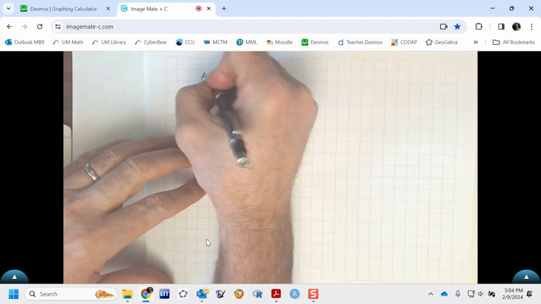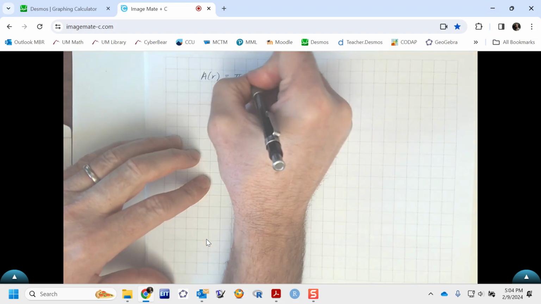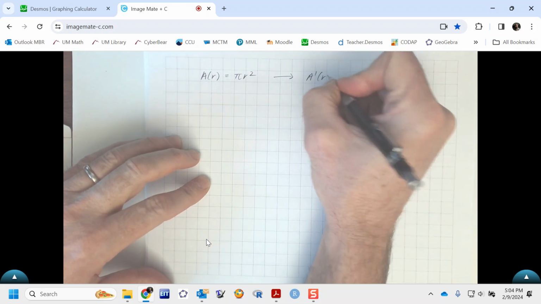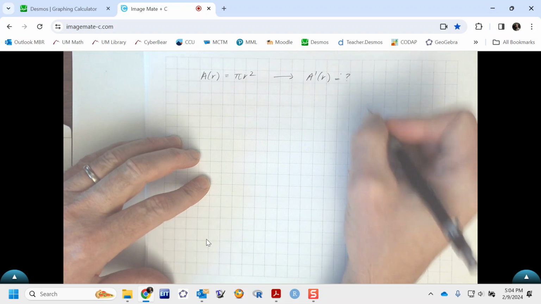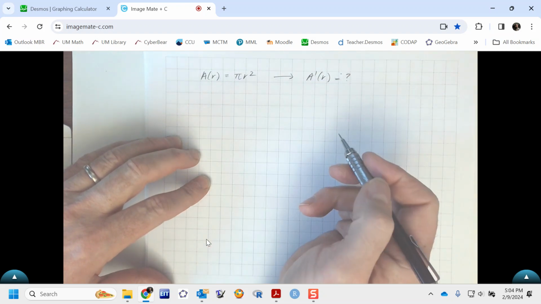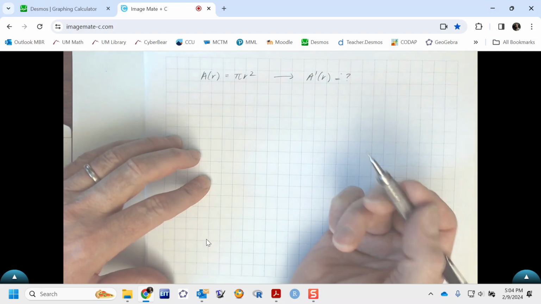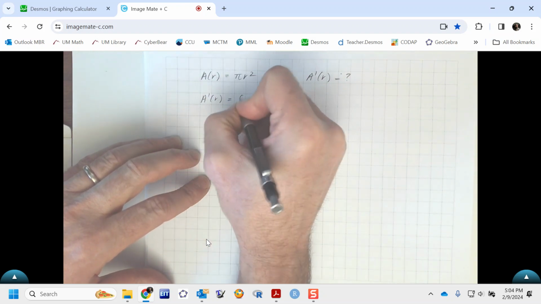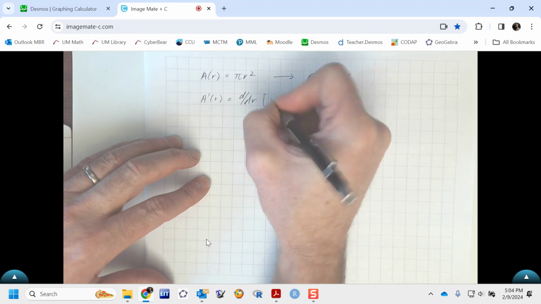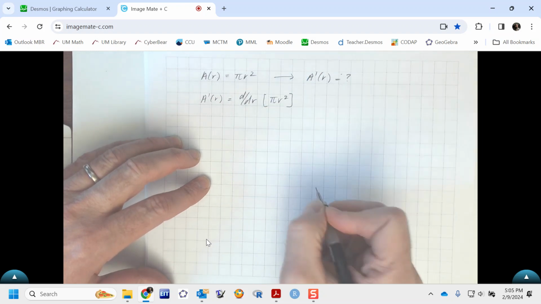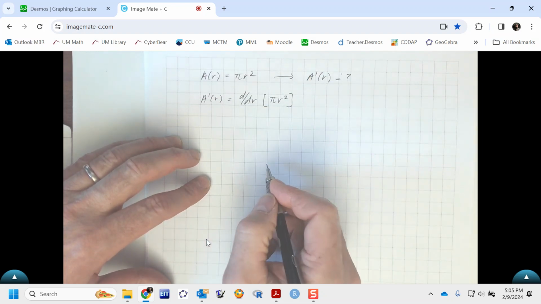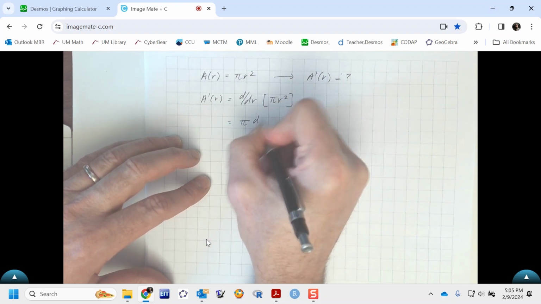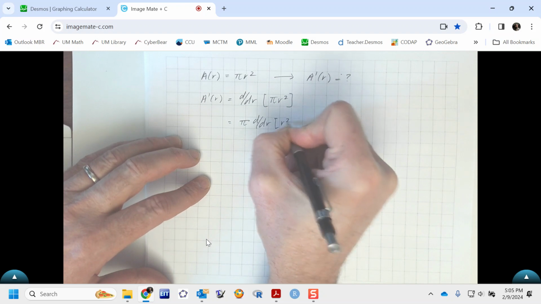The area as a function of r is just pi r squared. And what we want to know is what is A prime of r. In other words, what's the derivative of area with respect to r? This is a simple power function, so we should be able to get its derivative. So A prime of r is going to be equal to d by dr of pi r squared. We're taking the derivative with respect to r here. Pi is a constant, right? So it can come out in front. We get d by dr of r squared.